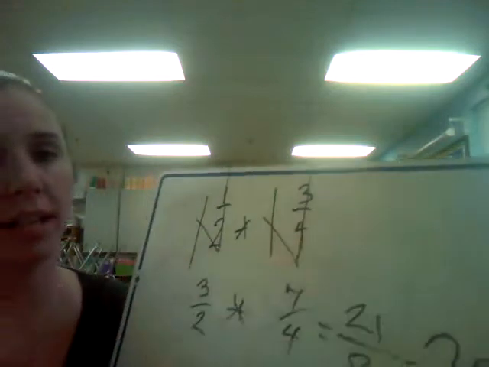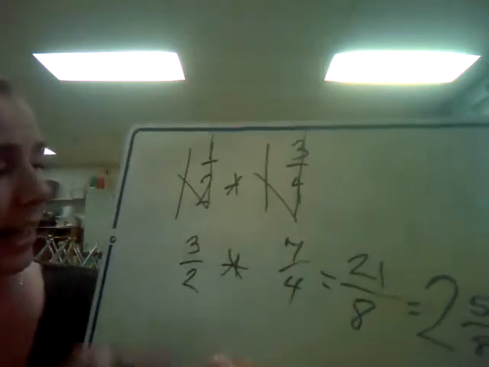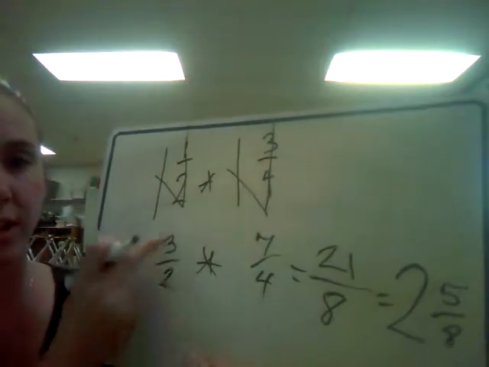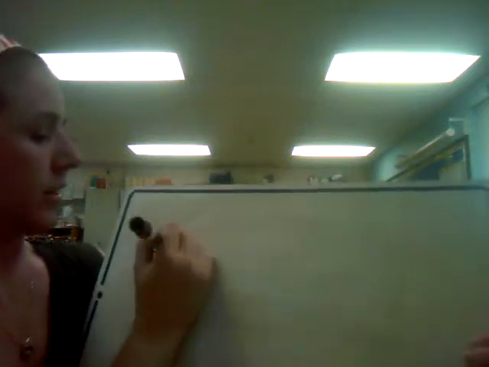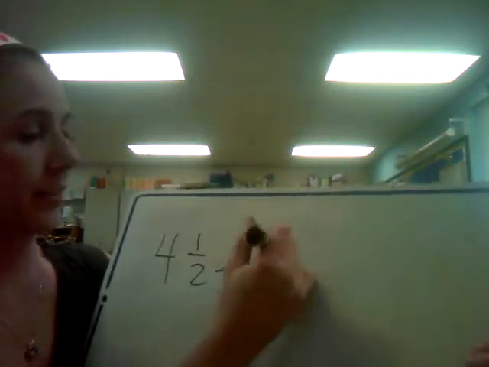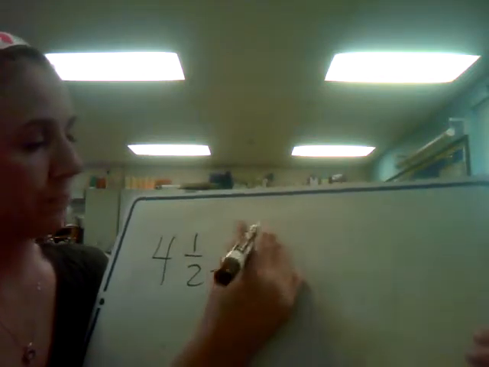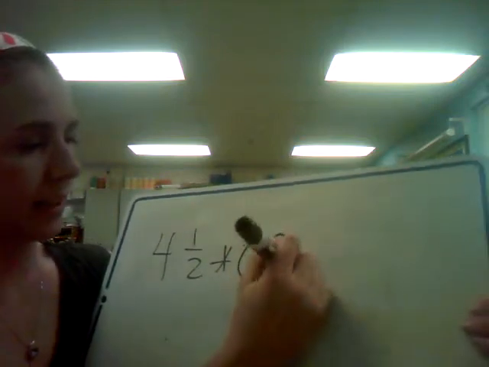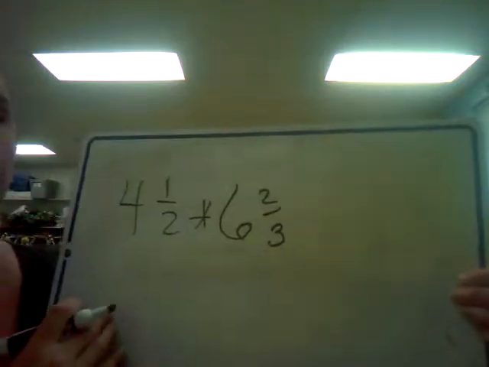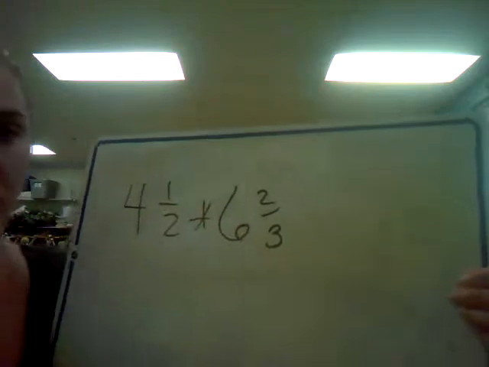But again, I couldn't leave it like that. I needed to get A over B, right? Fraction A over B. So that's it. That's the check mark method. So I'll just do one more real quick. I tried to keep the numbers low for the homework, like the denominators and things like that. So let's do 4 1/2 times 6 2/3. That one's not going to be too low, but we can still do it.